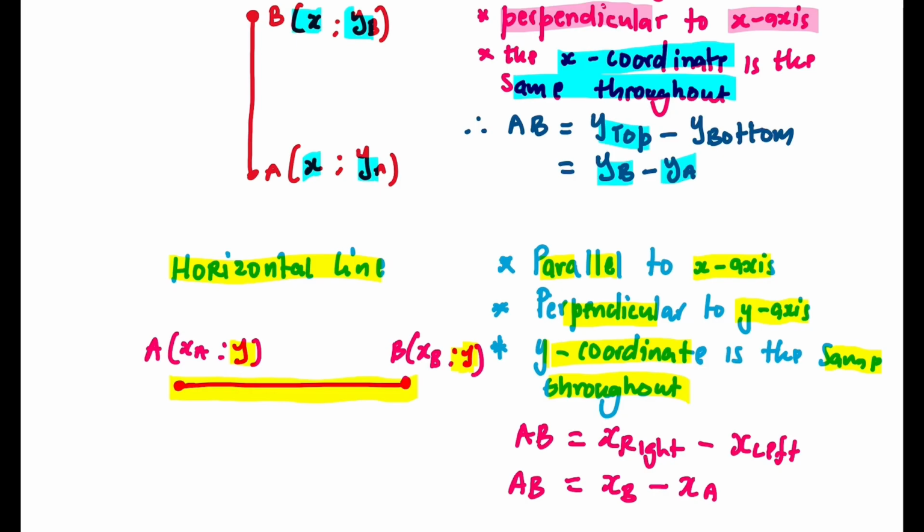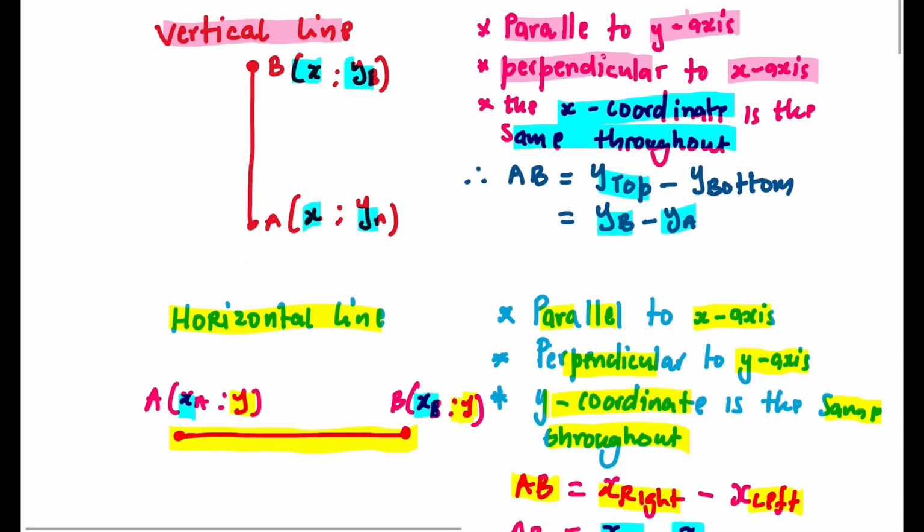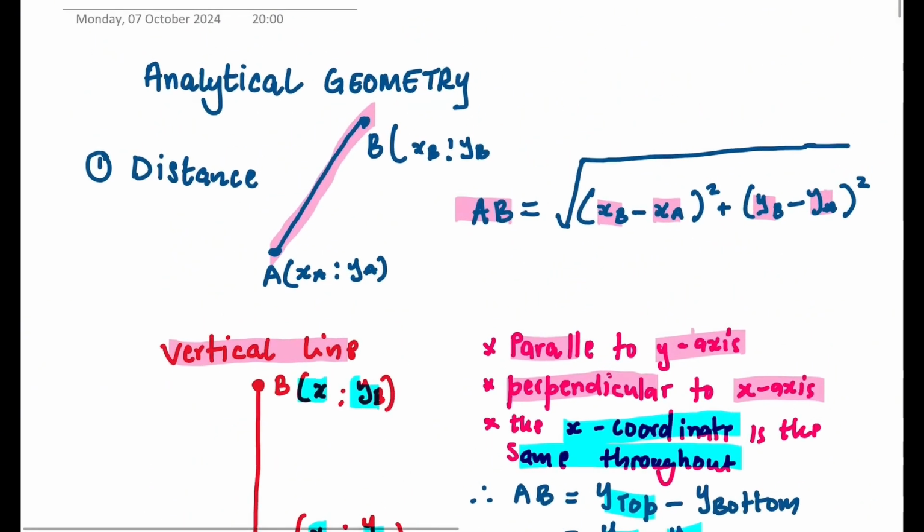If you look at this line here, you will notice that y at A and y at B are the same, so there is no change in y. To calculate the distance for any horizontal line, if you are looking for the distance of line segment AB, you will say AB is equal to x right minus x left. So you look for the x coordinate at B, XB, minus XA. And then you will always get the distance for any horizontal line. That is number one. You need to remember all these under distance.